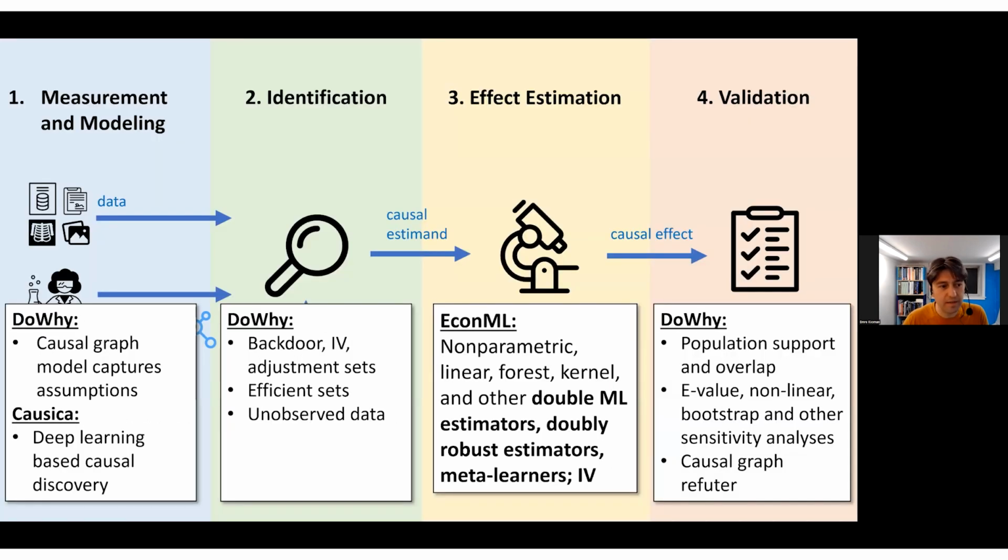Setting these tools in place across our four-step process, DoWhy and Causica help with the initial measurement and modeling of a problem. DoWhy provides the identification algorithms to help you translate your assumptions into a specific estimation strategy. EconML provides the most advanced estimation methods, and then DoWhy provides the validation approaches to test all of your assumptions.